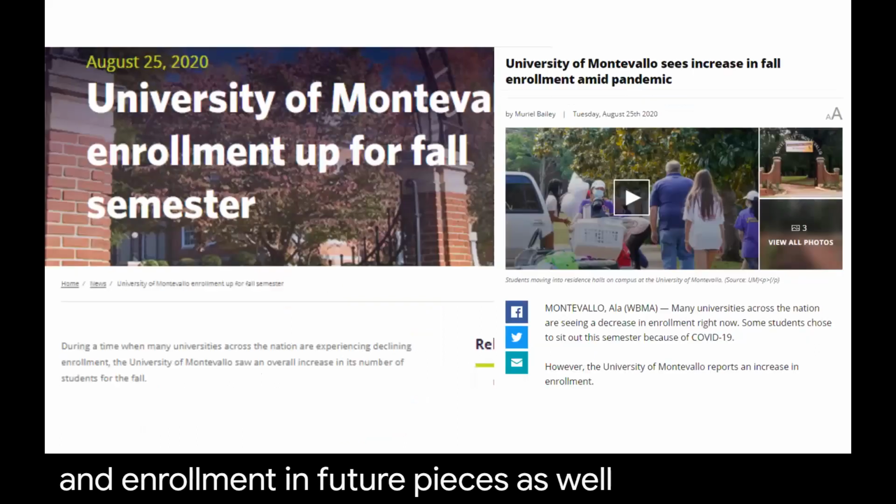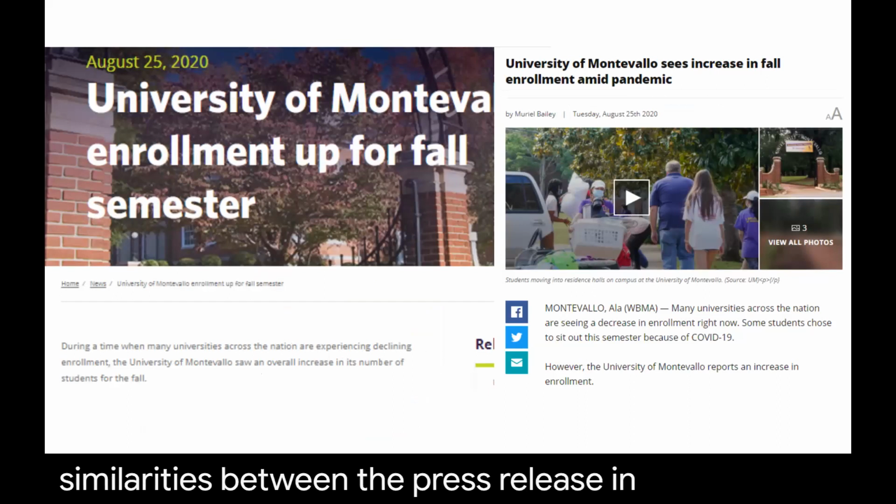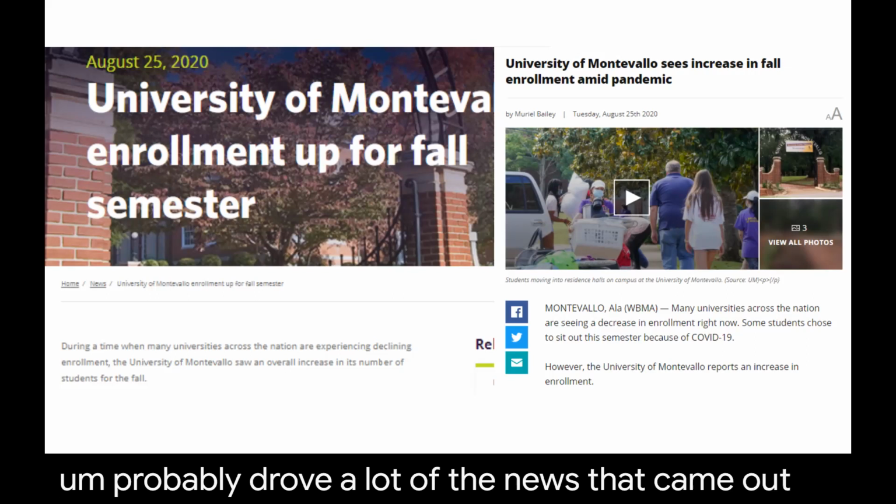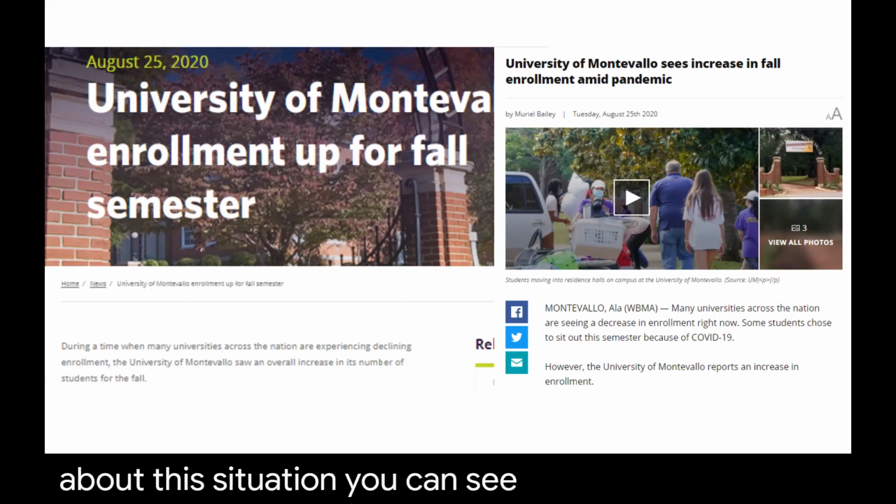Something that I want to point out, look at the similarities between the press release intro and lead and the news story that came out. Like I said, the public relations team at UM probably drove a lot of the news that came out about this situation. You can see they're very similar.